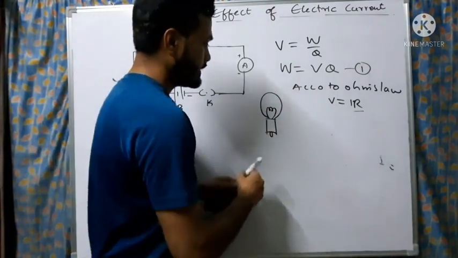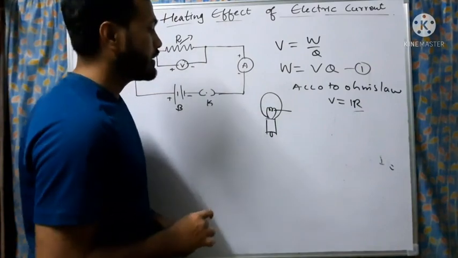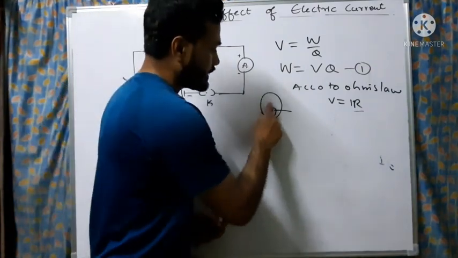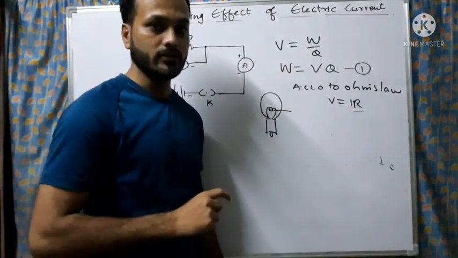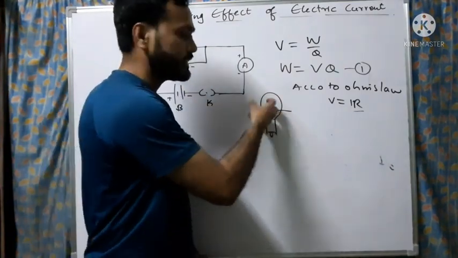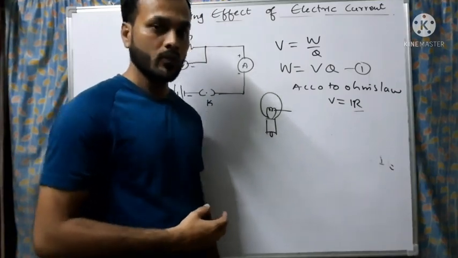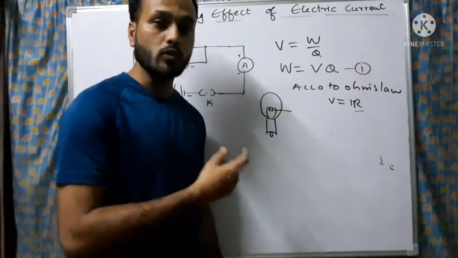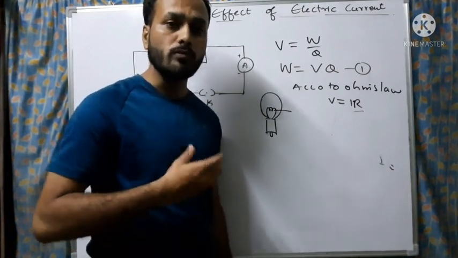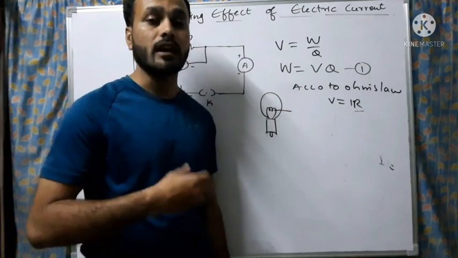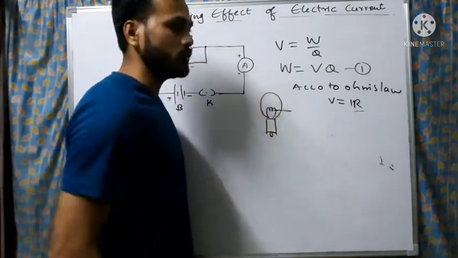So this coil is the filament, which is made out of tungsten. What happens when the current starts flowing through this tungsten, which has a high resistance? The electrical energy we are supplying gets converted to heat energy. This tungsten coil, the filament, gets heated up, and due to the heat generated here, it starts glowing, giving out light. That is how it glows.